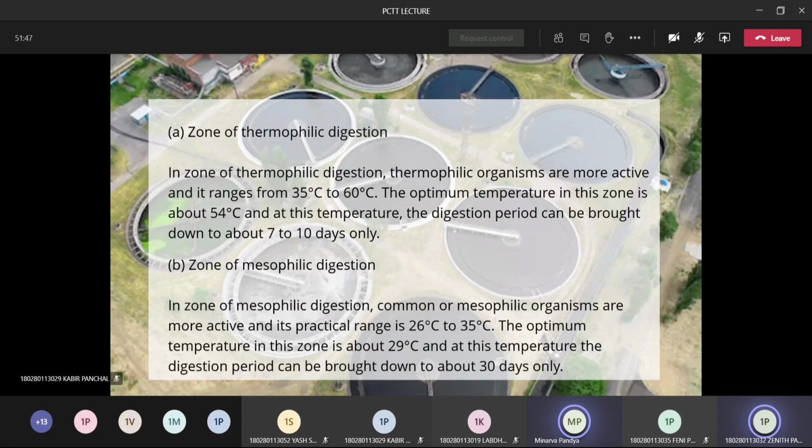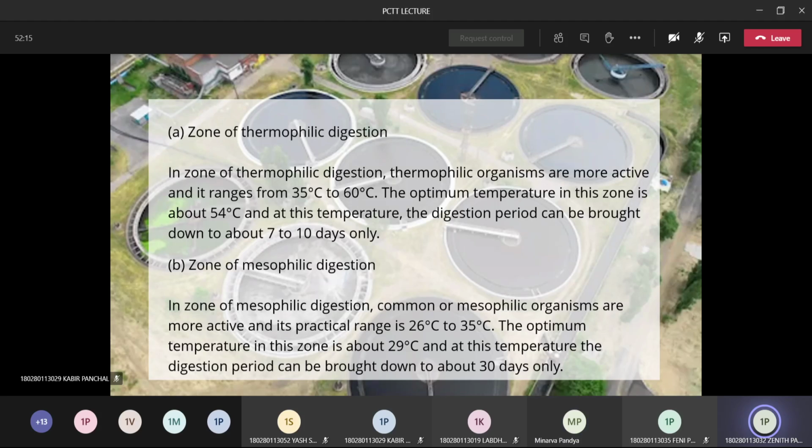The zone of thermophilic digestion. In this zone, the thermophilic organisms, which are heat loving in nature, are more active, and it ranges from 35 degrees Celsius to 60 degrees Celsius. The optimum temperature in this zone is 54 degrees Celsius, and at this temperature, the digestion period can be brought down to about 7 to 10 days only, as it takes a lesser time.